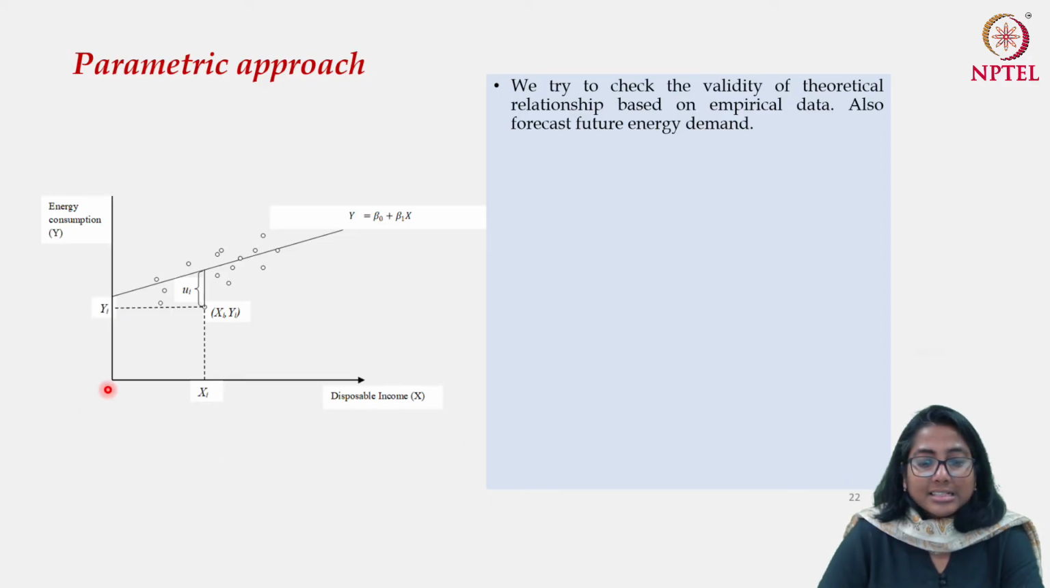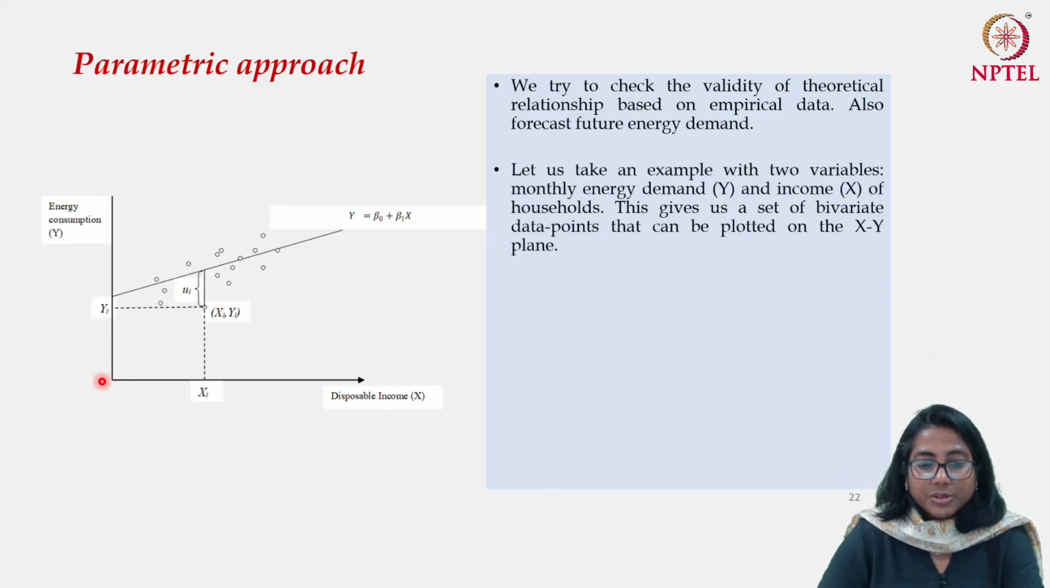See, on the y-axis, we are plotting energy consumption, right? And on the x-axis we are plotting disposable income. We have already discussed when we were talking about the income elasticity. We tried to understand what is the responsiveness of energy demand to income. So we saw that in case of certain fuel, you can expect that there is a positive response. As the income goes up, the consumption of that particular energy also goes up. So you can think about it as LPG, or you can think about it as electricity.